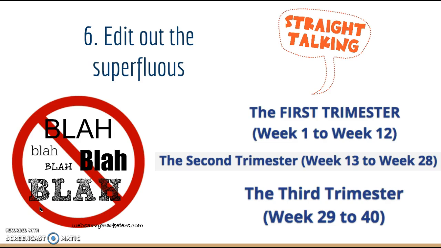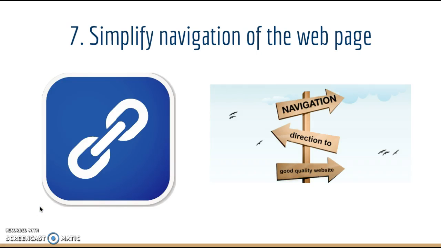Next on my list was to edit out the superfluous. If the text does not fit or does not contribute necessary information, get rid of it. I've utilized this tip in my web page by including only the information vital to the pregnancy process, like the first, second, and third trimesters. Up next on my top 10 was to simplify navigation of the web page. Not everyone is tech savvy, so it is important not to overcomplicate things. I chose not to include any hyperlinks in my web page, honestly because I could not figure out how to add them, and I felt that there was enough information provided on my page alone.